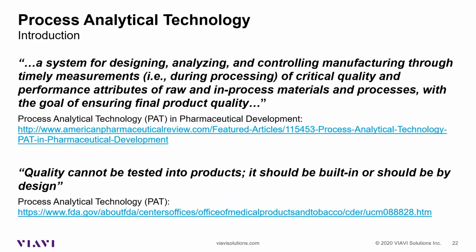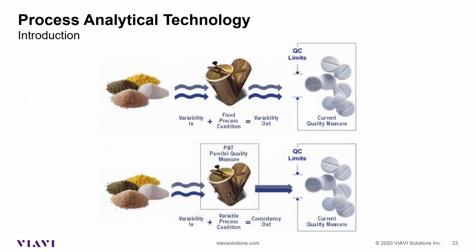Process analytical technology. This is where we find the right habitat for our devices. First of all, because process analytical technology means process understanding. We need to understand the performance and the quality attribute of the material that we are using in our production. And I like especially these two sentences, especially the second one, where we say that the quality cannot be tested into the product. It should be built in or should be by design. So here you have the link, the two articles that you are free to consult later.